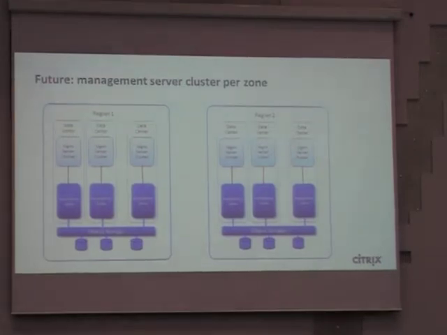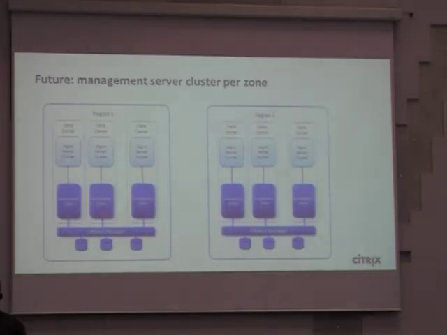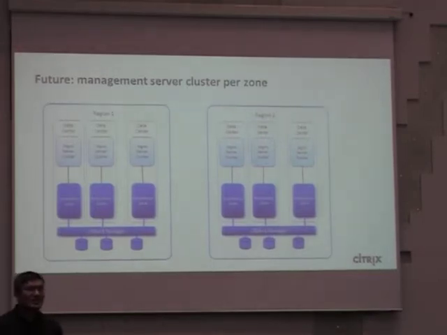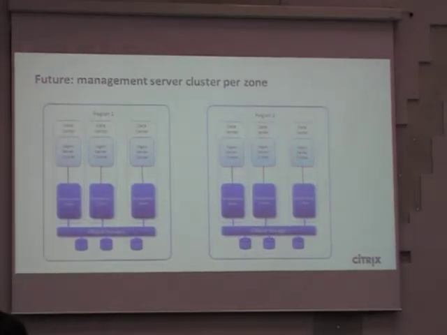What's being discussed right now is that going forward, we will have a separate management server cluster per zone. So the advantage of that is failure of an entire zone will not only not impact the running of virtual machines in other zones, but it would also not impact the running of the API in another zone. So these other zones will not be impacted at all.